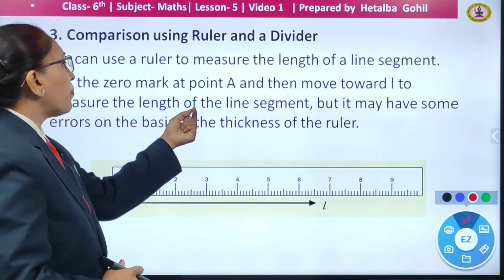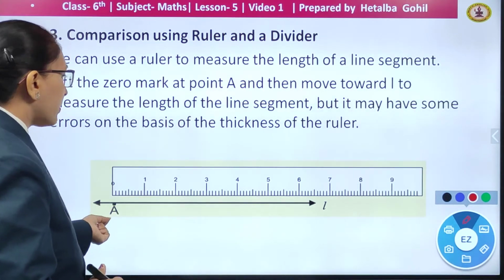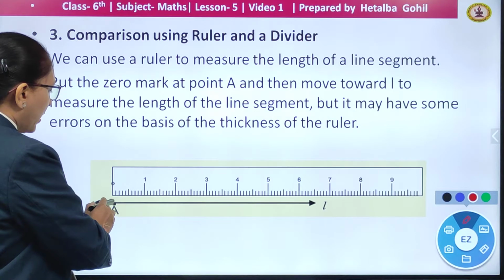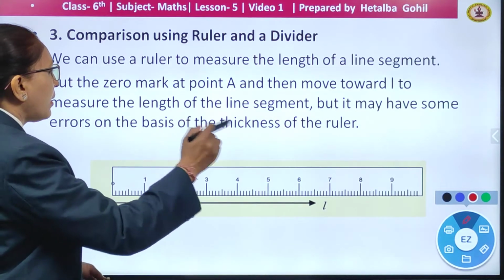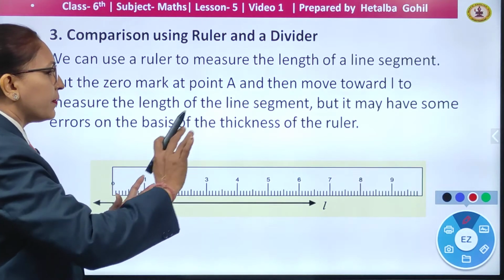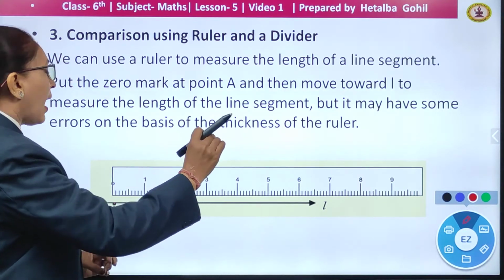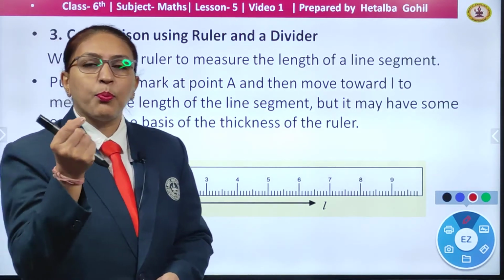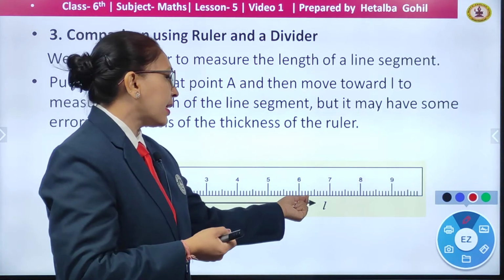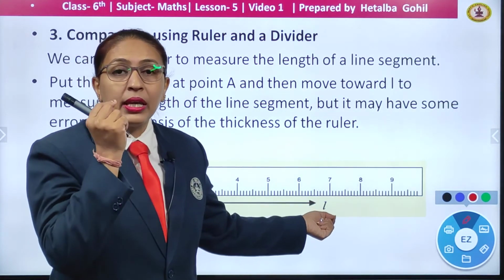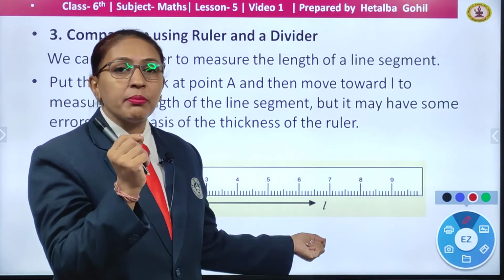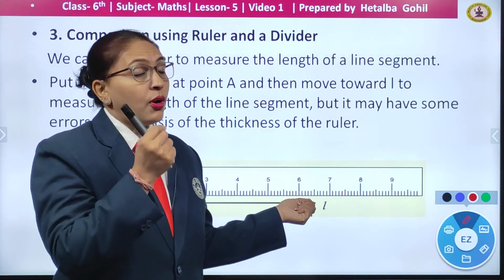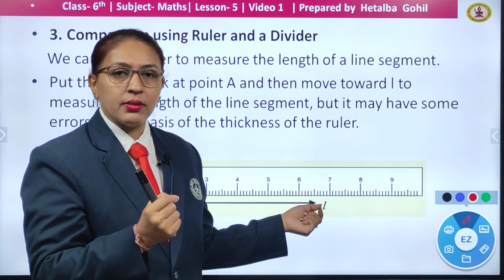Put the 0 mark at the point A. Whatever you want to measure, the line segment here, you can see line L given to you. So, put 0 at A and then move toward measuring the length of this line segment, but it may have some errors on the basis of the thickness of the ruler. Many times you get the point here or there. Why? Because of the thickness of the ruler, you will not be able to observe the measurement accurately.